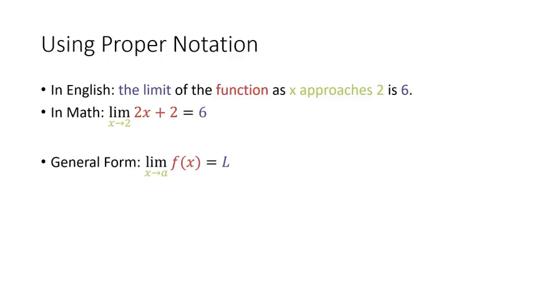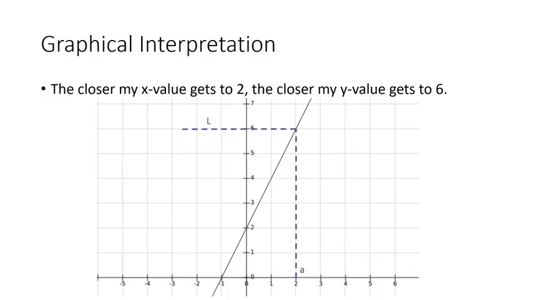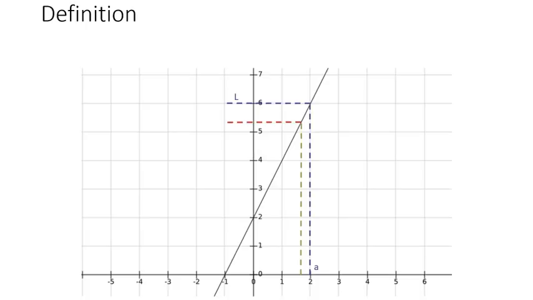Let's look at this graphically. The closer my x value gets to 2, the closer my y value gets to 6. So here's my profit function, and here's my limit at y equals 6, which occurs at x equals 2. If I try an x value that's not close to 2, my y value is not going to be close to my limit. If I try an x value close to 2, my y value is going to be pretty close to my limit. Now let's go to the definition.